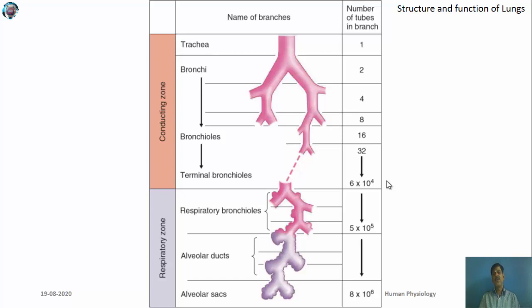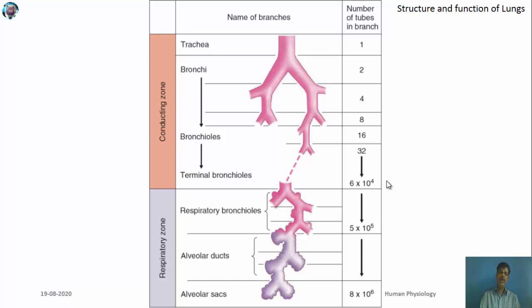If you go to the respiratory bronchiole stage, this 60,000 increases to 5 lakh. Then at the alveolar sac, the number of sacs is around 80 lakh, not even 8 lakh, it is going to be 80 lakh sacs in your body. So that is how the number of branches grows. The trachea is 1, but it is divided lakhs of times, and it ends in the alveolar sacs as about 10 lakh divisions.